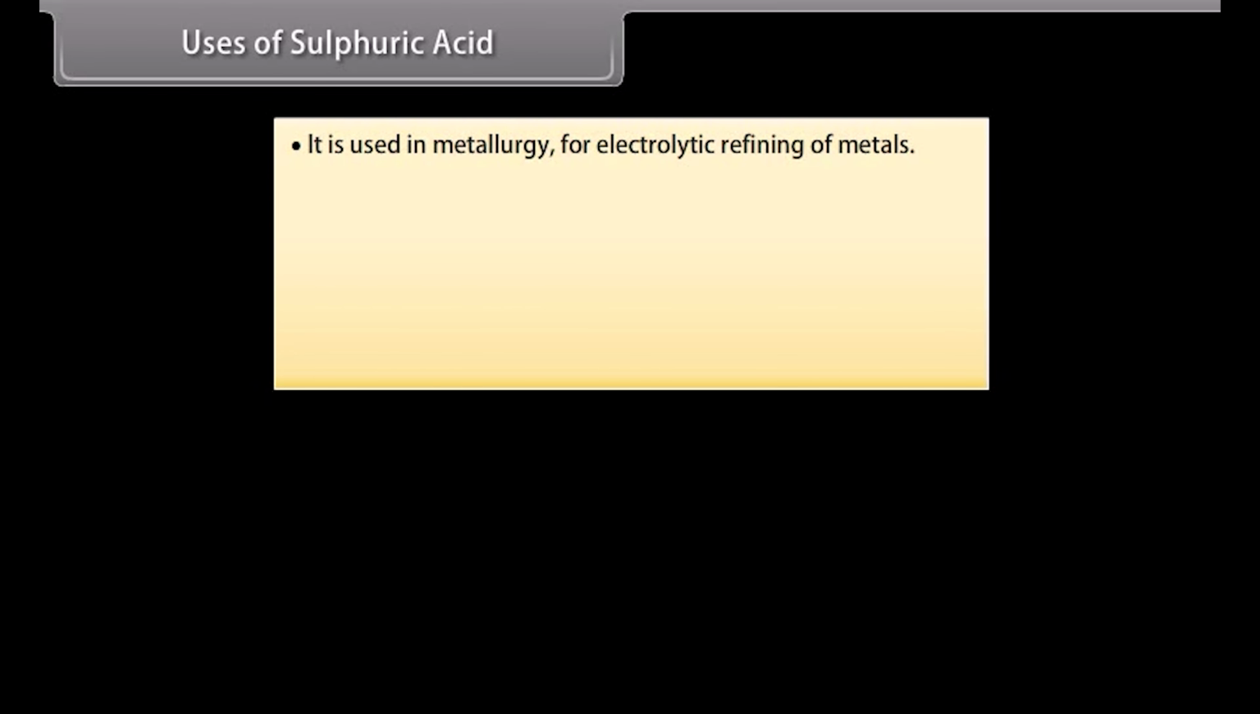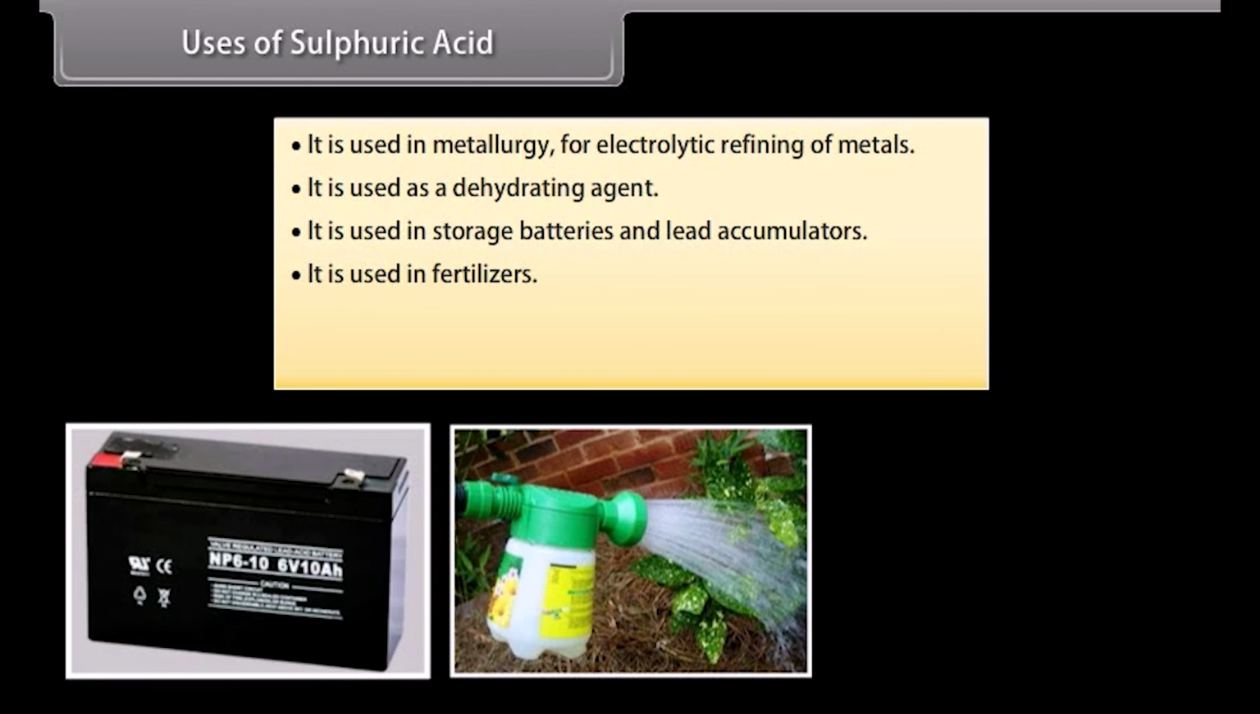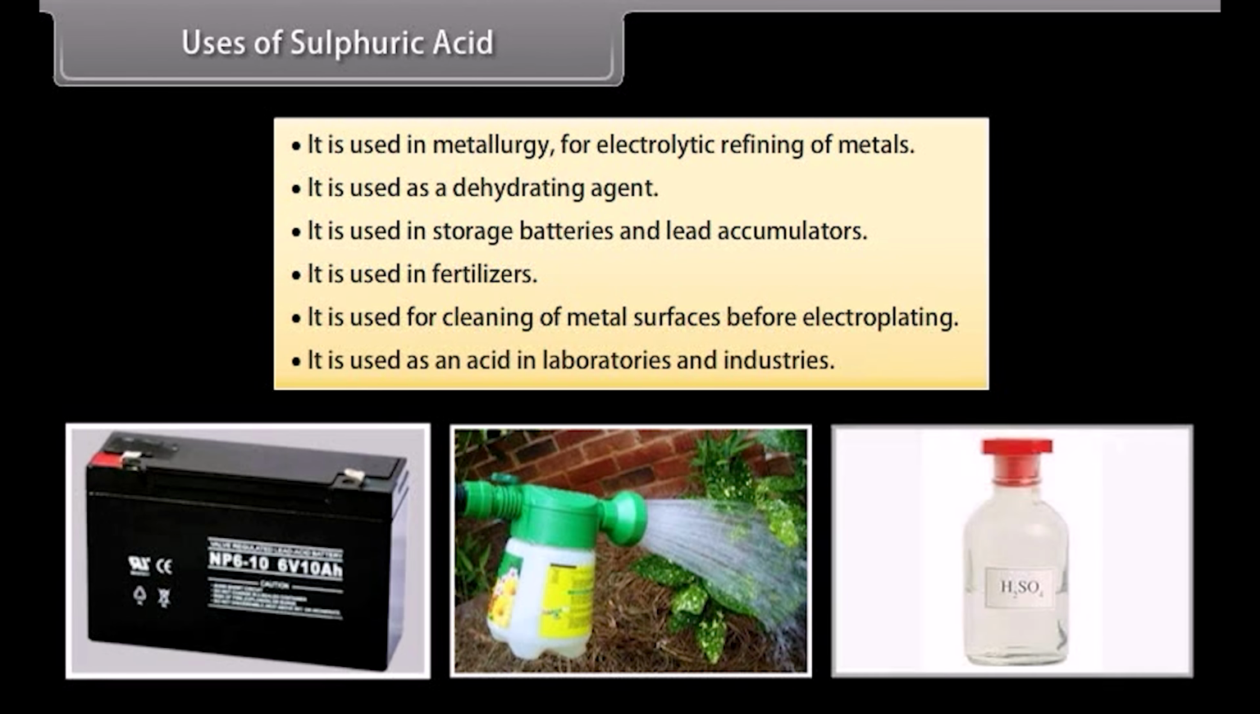It is used in metallurgy for electrolytic refining of metals. It is used as a dehydrating agent. It is used in storage batteries and lead accumulators. It is used in fertilizers for the preparation of ammonium phosphate, ammonium sulphate, and superphosphate of lime. It is used for cleaning of metal surfaces before electroplating. It is used as an acid in laboratories and industries.